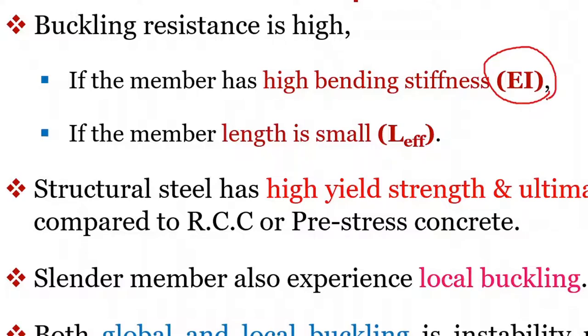You might have studied that in strength of materials or mechanics of deformable bodies, that E multiplied with the moment of inertia I is called the bending stiffness. If the column has high bending stiffness, then the buckling resistance is high. That is, the resistance towards buckling is high.